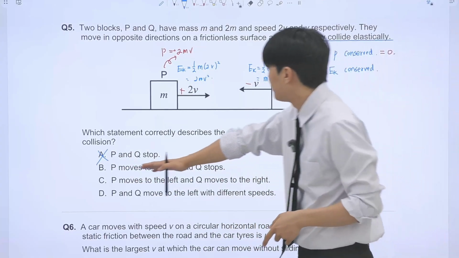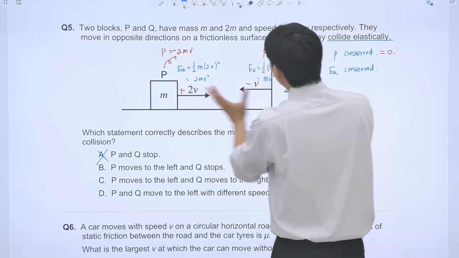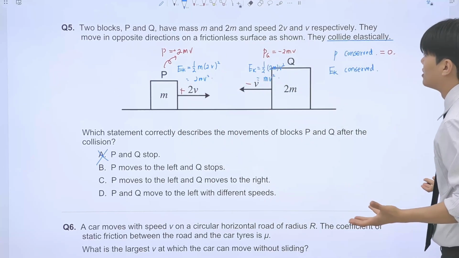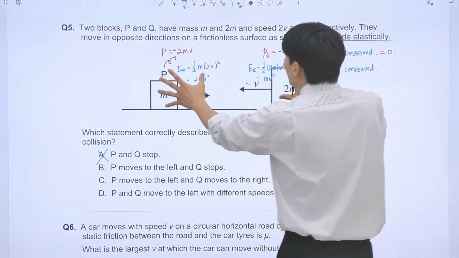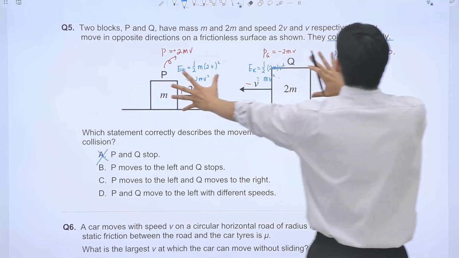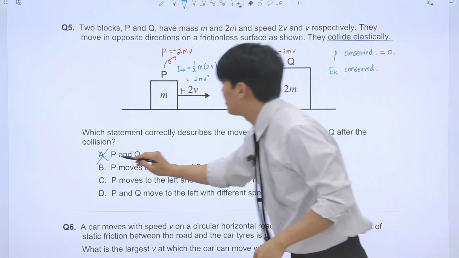How about B? P moves to the left and Q stops. P moves to the left and Q stops, but that doesn't make sense, right? If Q stops, then Q's momentum is 0, but they have some momentum here, right? But we have to have momentum equal to 0 in total, so it cannot happen.